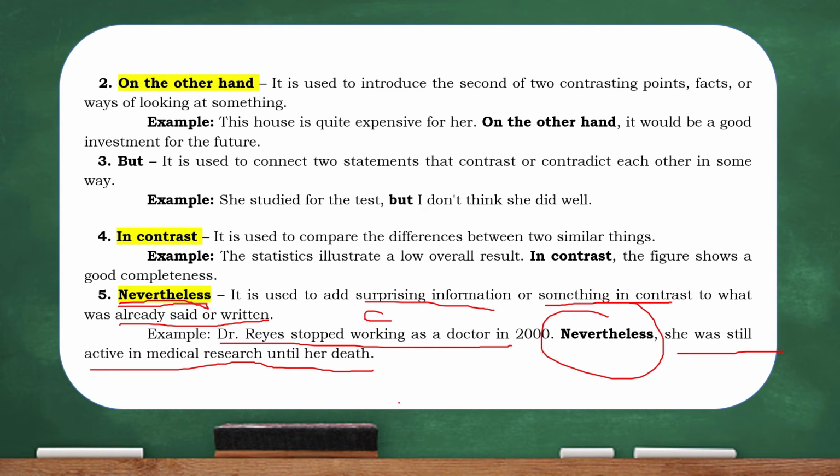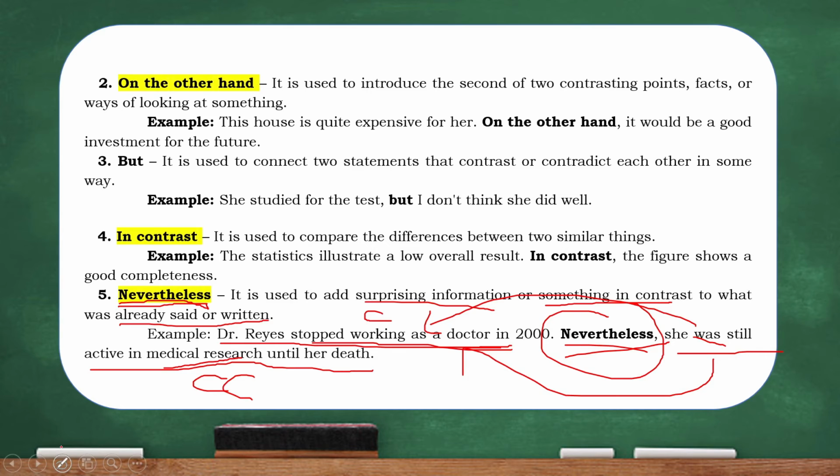Our claim is this. Our counterclaim is the second sentence. We use nevertheless to oppose the sentence. The idea in sentence 1 is Dr. Reyes stopped working as a doctor. But surprisingly, because we use the word nevertheless, another idea was added that is opposing the idea of the first one, that she was still active in medical research until her death. So although she stopped working as a doctor, she still was active as a doctor in the medical research until her death. So we oppose the idea.